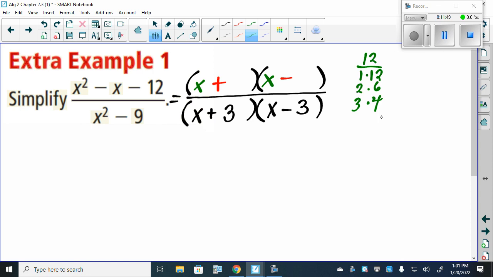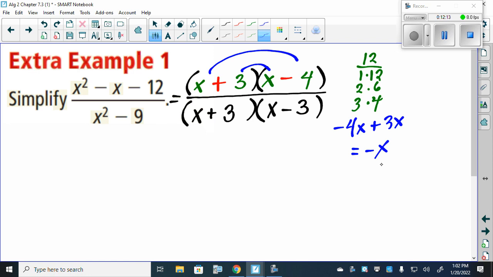Which one would we want to use? 3 and 4. Which one would we want to be positive? 3, negative 4. And if we check this, x times negative 4 would be negative 4x. 3 times x would be plus 3x, which would give us a negative 1x, or negative x, which is the middle term that we wanted. So these are the correct factors.